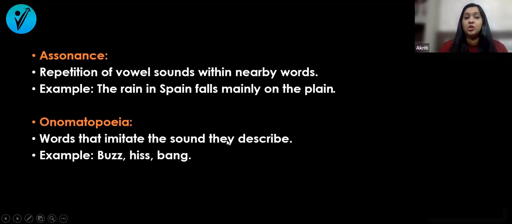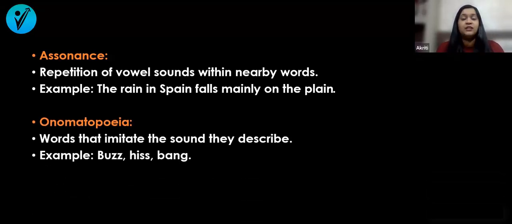So here are the first two. Assonance. Assonance is when there is repetition of vowel sounds within nearby words. All right. So: the rain in Spain falls mainly on the plain. The AI part is repeated throughout. Now, if it is not the vowel part but just the consonant part, for example, she sells seashells on the seashore, the SSS part is repeated, not the vowel part. Then it becomes alliteration, which is also a figure of speech.